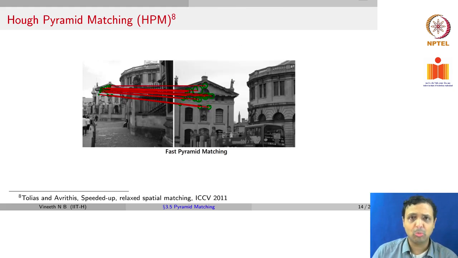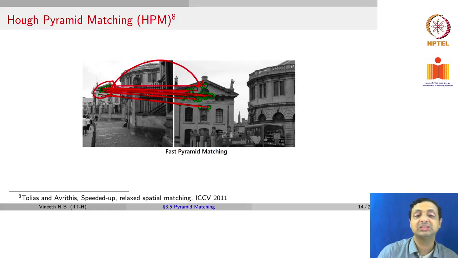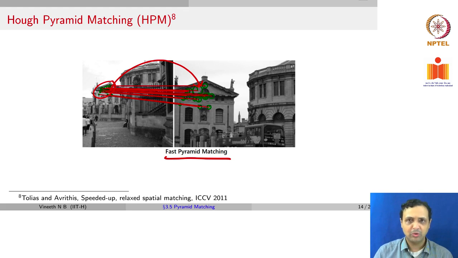A last method that we'll talk about in this lecture is Hough pyramid matching, which is clearly an extension to Hough voting, if you recall. In this method, remember that in typical pyramid matching, you would take a set of features and match them to features from another image. And you could do this in a fast manner by using image pyramids. If you recall discussions in earlier lectures, you first do matching at a coarse level, then do finer matching at a deeper level of the pyramid, and so on and so forth.